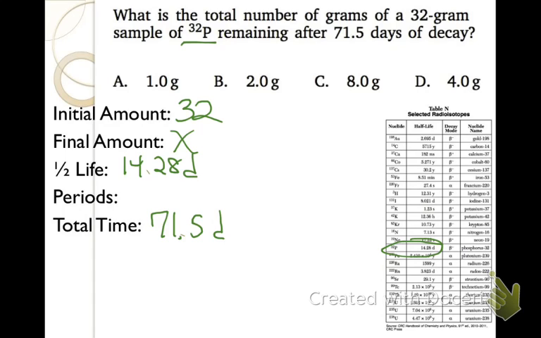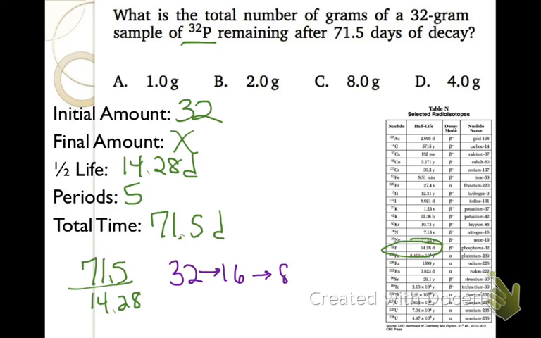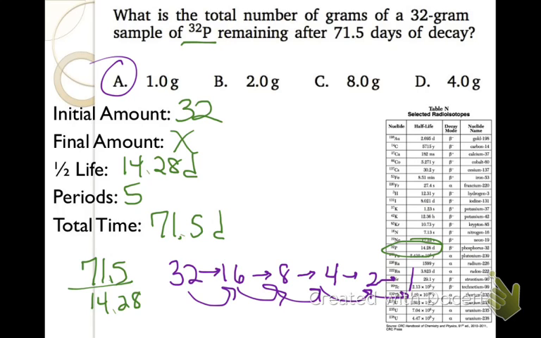To find the number of periods, divide your total time, which is 71.5, by 14.28. When we divide that, we should get 5. So we're going to cut that initial amount in half 5 times. So we have 32, cut in half, 16, 8, 4, 2, and 1. So 1, 2, 3, 4, and 5. Good. It's cut in half 5 times because that's the number of periods that we had.